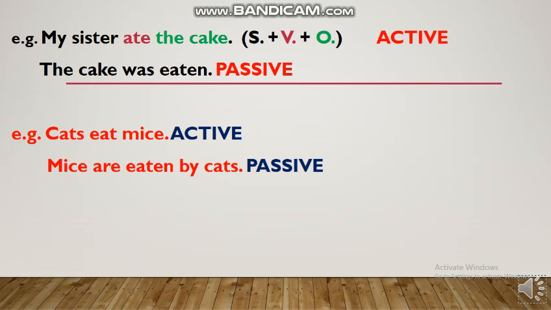Now let's consider example number two. Cats eat mice. Again, it's written in the active voice. Now we need to follow the same four steps. We need to apply this method on all active sentences to be switched to the passive. So cats eat mice. Now mice are eaten by cats.